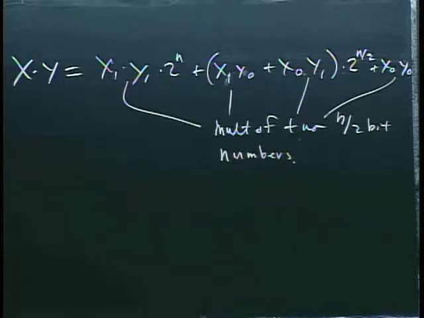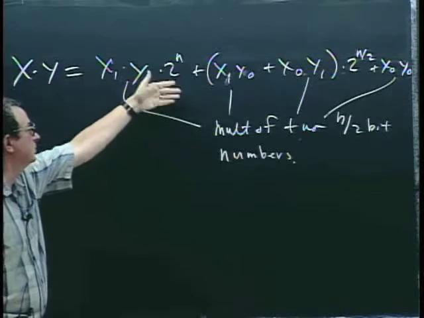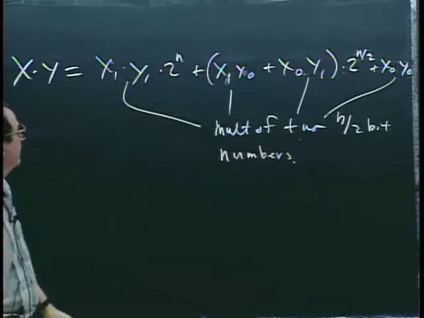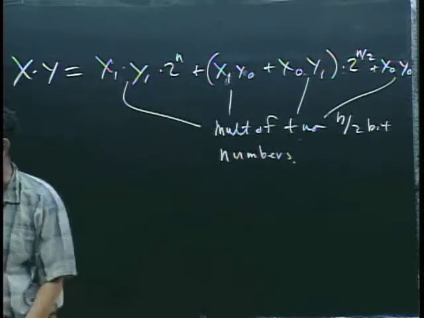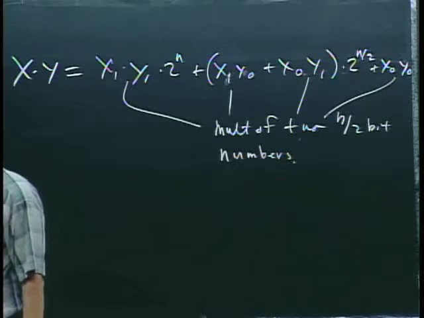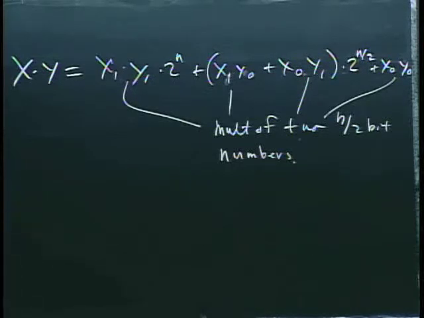Yeah? Because multiplying by 2 to the n, or n over 2, is just a shift. We want to think of this when you're multiplying by 2 to the n or 2 to the n over 2 or whatever. That's just a shift. That's what I was showing you over here. You take that number and you shift it that many times. So if we want, we can count shifts as well, but they're different than multiplications.